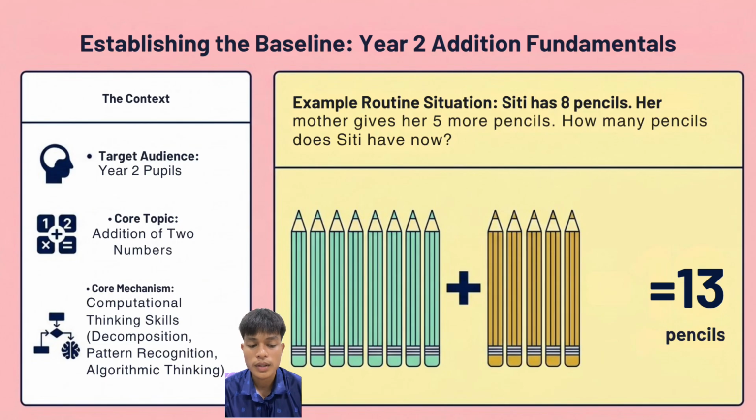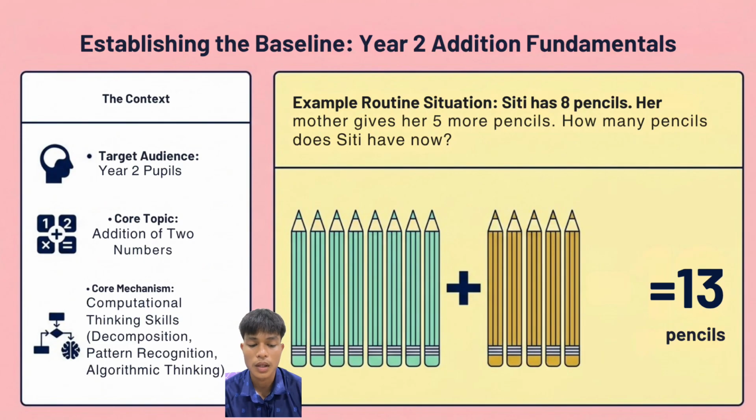We move to slide 2. This lesson is designed for Year 2 pupils. The main topic is addition of two numbers. At this age, pupils are still learning basic mathematics skills, so the teachers usually use simple and familiar situations.